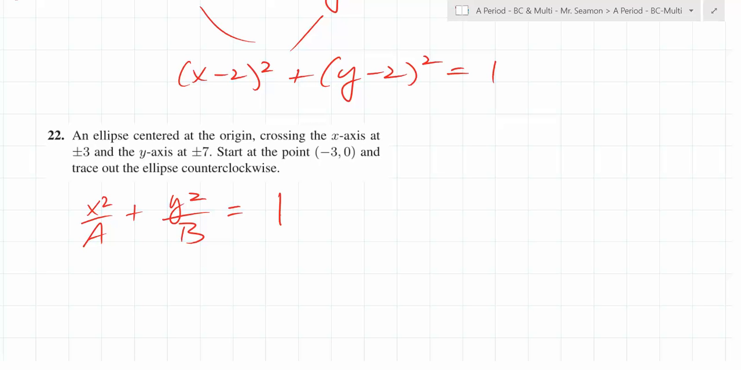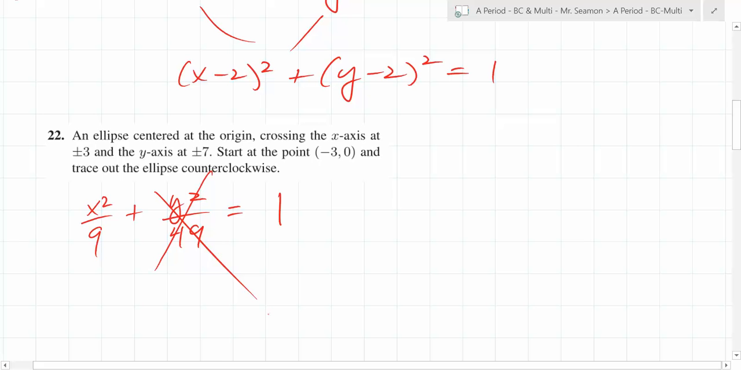So first of all, you have to figure out what your target is. And what's your target here? 9 and 49. Because when y is 0, what should x be? Plus or minus 3. Well, that's true. When x is 0, what does y get to be? Plus or minus 7. And that's exactly what we want. So this is our target right here.